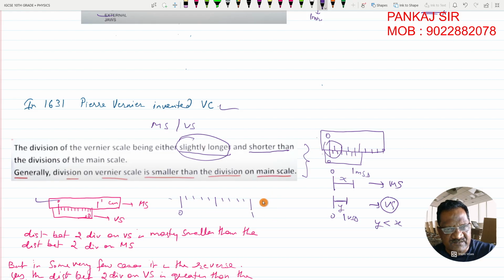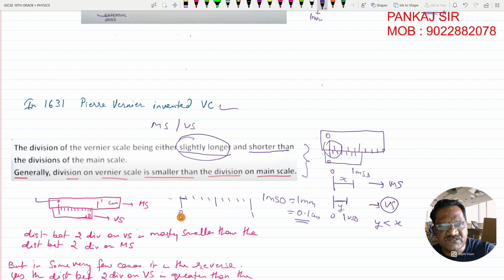So the smallest division, or one main scale division, that is this distance, is how much? This is 1 millimeter. Or if you want to convert it into centimeter, it is 0.1 centimeter. So on the main scale, one main scale division is 1 millimeter or 0.1 centimeter. All this distance between two consecutive divisions is nothing but 0.1 centimeter. Now can you see this vernier scale? This vernier scale has 10 divisions, which are accommodated in 9 divisions of the main scale.